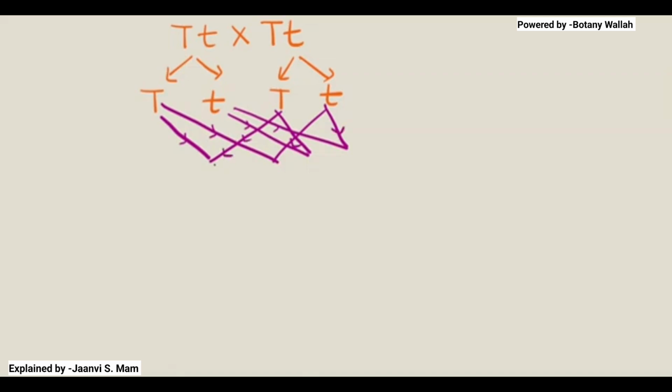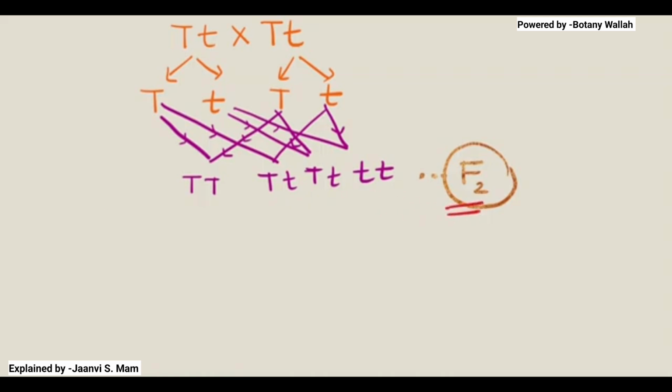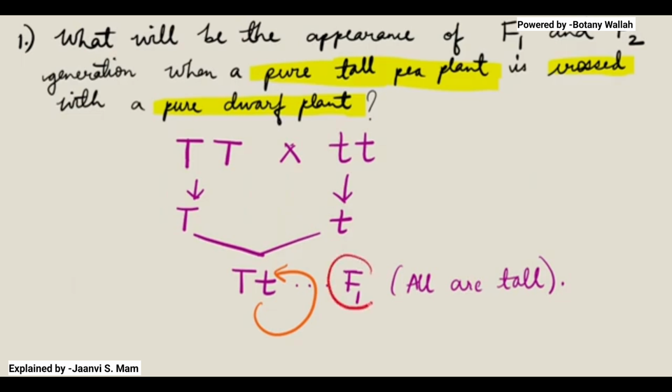Okay, and then you have to write capital T, capital T, capital T, small t, then capital T, small t, and small t, small t. So this is the first. Here you will get F2 generation. So you got F1, you got F2 generation.